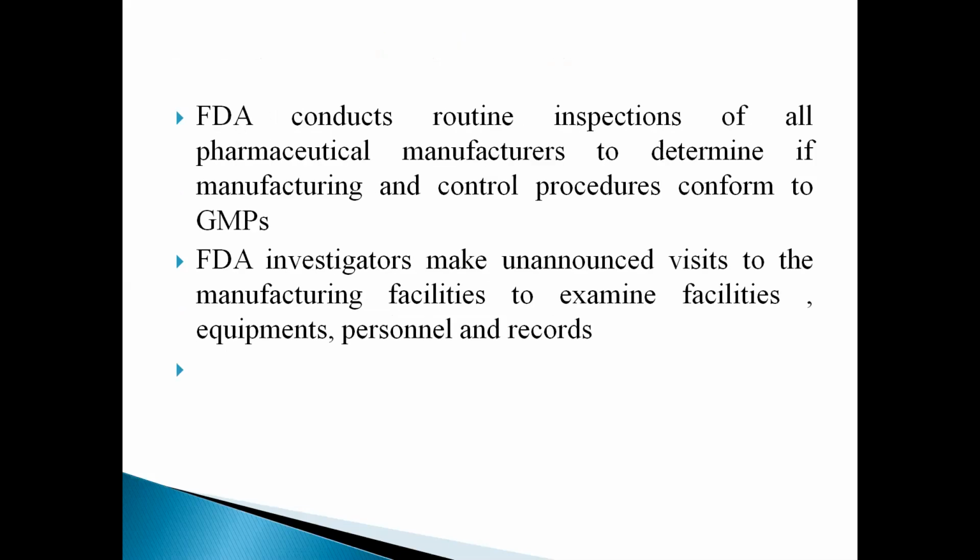Then FDA also conducts routine inspections of all pharmaceutical manufacturers in order to determine whether manufacturing and control procedures conform to GMPs or not. That is one. And FDA investigators can also make unannounced visits, without prior intimation, to the manufacturing facilities in order to examine the facilities and equipment, personnel, whether they are qualified, experienced, or trained or not, and even records also. At any time they can come and make the investigations.